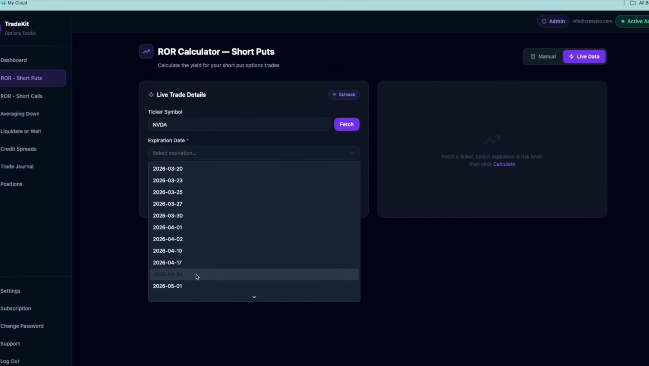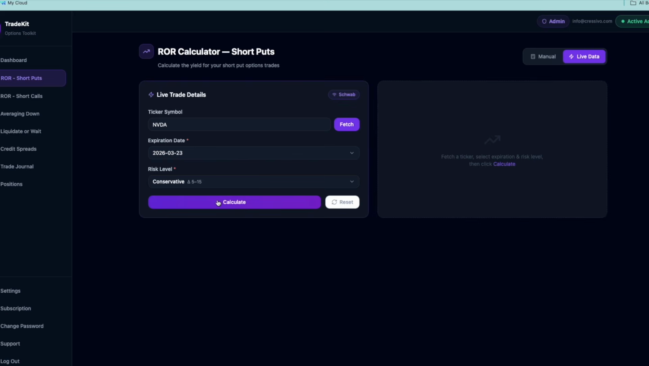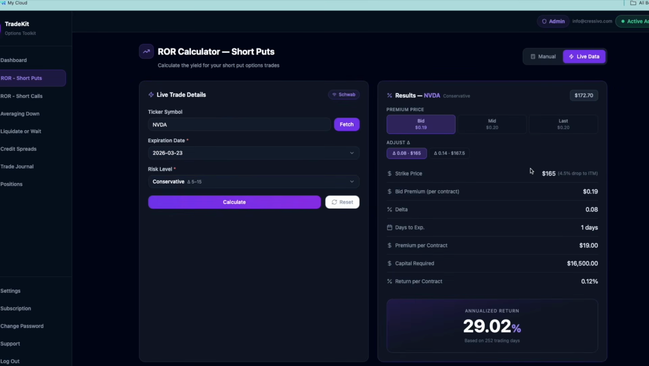Now, I can choose the expiration date. Now, today's Friday the 20th, and the market's already closed. But let's say I want to take a look at a Monday contract, March 23rd. I can also indicate what risk level I want to take. I can be conservative, mid-range, or aggressive. Let's start with conservative. I click the calculate button and it pulls up this particular contract here.